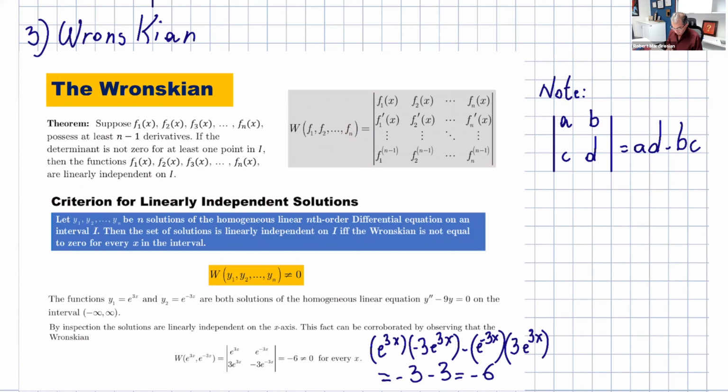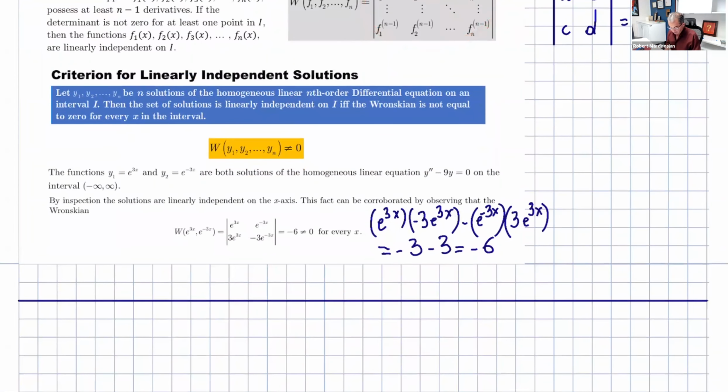And here we have the criterion for linearly independent solutions. These are the solutions of a homogeneous, don't forget, linear nth order differential equation on an interval I. Then the set of solutions are linearly independent on I if and only if the Wronskian is not equal to 0 for every x in the interval. That means that determinant should not be equal to 0. This is a simple example. Just know how to do this, and probably with 3 by 3 also.